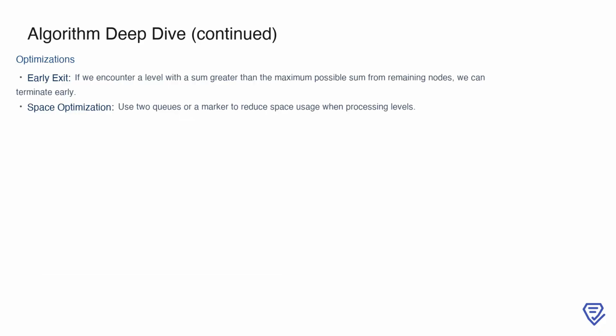There are a few optimizations we can consider to improve the algorithm. One is an early exit strategy. If the sum of a level exceeds the maximum possible sum from the remaining nodes, we can terminate the traversal early. This could save computation in certain cases. For space optimization, we can use 2 queues, or even a marker, to reduce memory usage when processing levels. By carefully managing these resources, we can make the algorithm more efficient without changing its correctness or results.